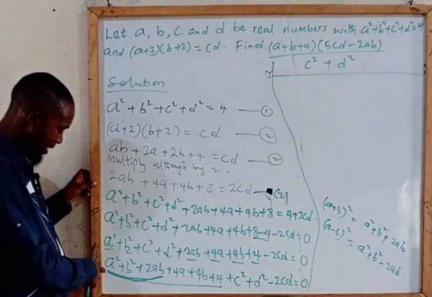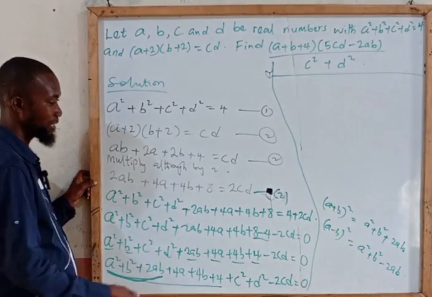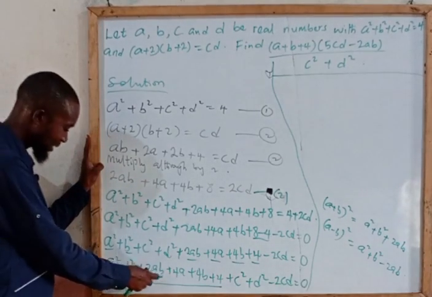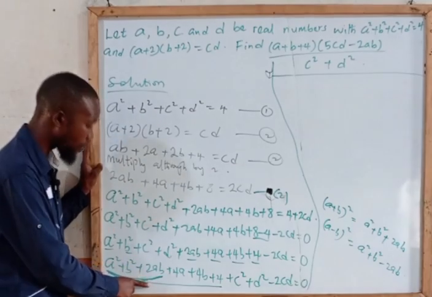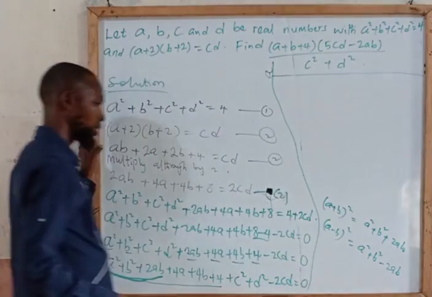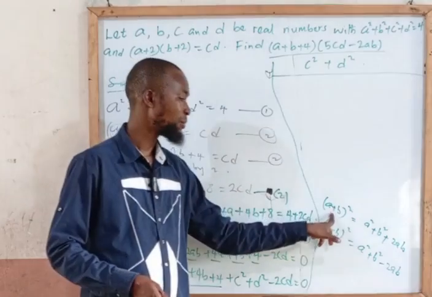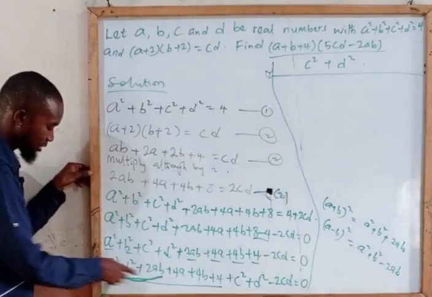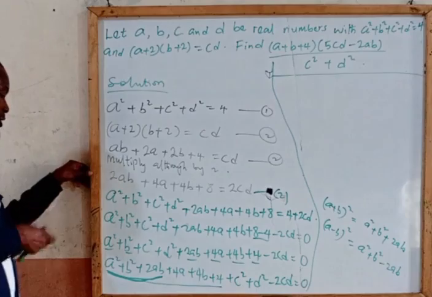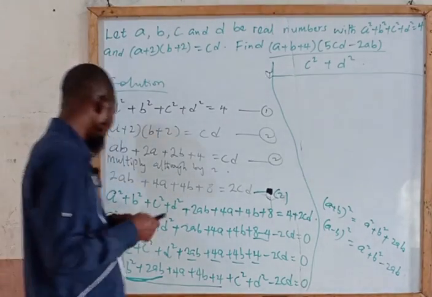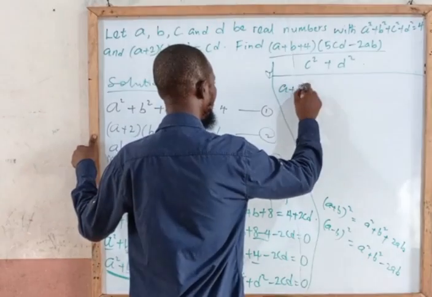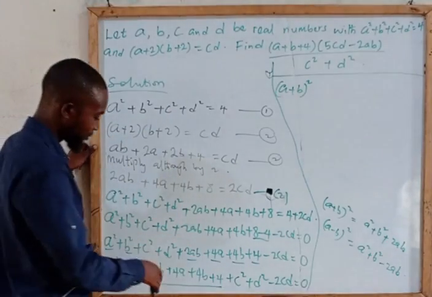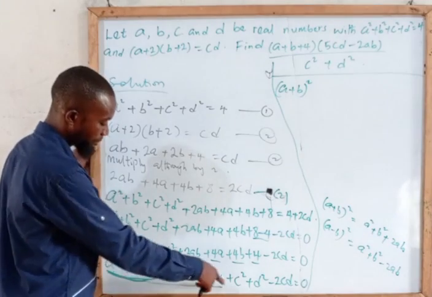I can see that a squared plus b squared plus 2ab here is also an identity of its own, and it is the equivalent of what? Of a plus b squared. It's only when we take the square of a plus b that we get a squared plus b squared plus 2ab. So a squared plus b squared plus 2ab is the same as a plus b squared. Now, we are left with 4a plus 4b plus 4.